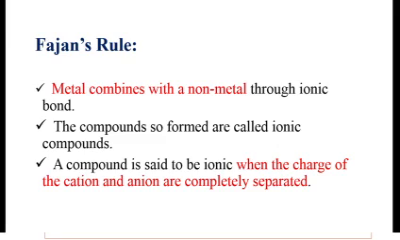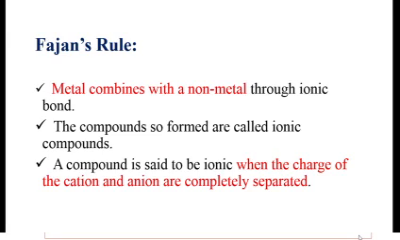You know, ionic bond is nothing but a combination of metals and non-metals. So metals combine with non-metals through ionic bond. Such compounds that are formed are called ionic compounds. A compound is said to be ionic when the charges of the cation and anion are completely separated. If it is not completely separated, then it should not come under the category of ionic compound. The cation is the positively charged ion and the anion is the negatively charged ion.